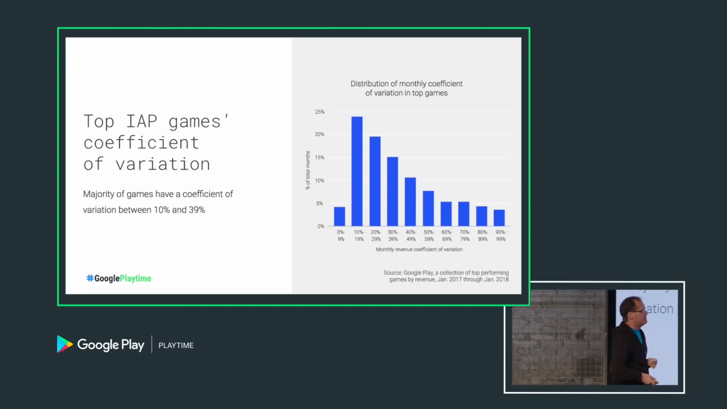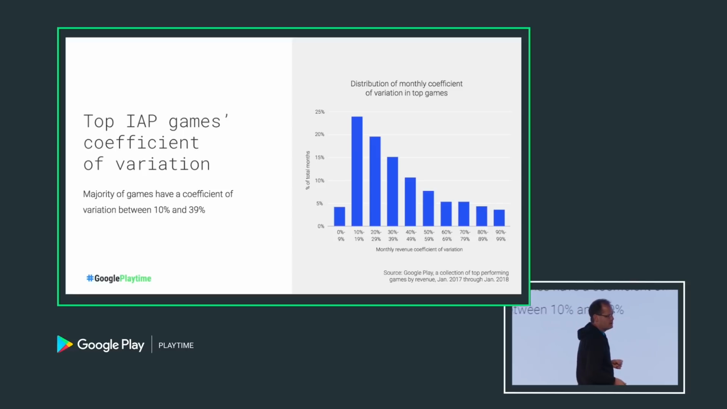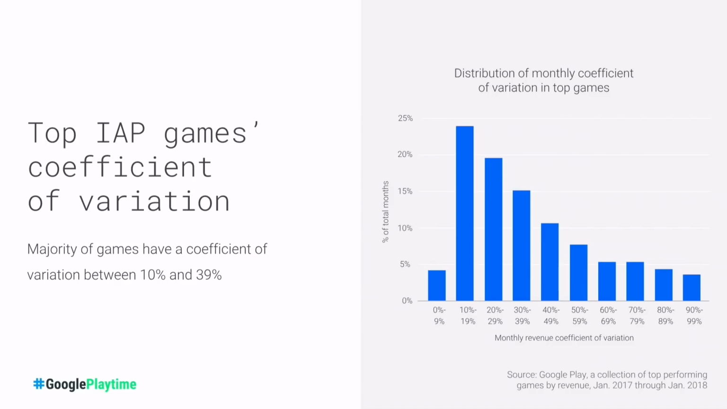This particular graph, and I'll explain it, is looking at the top 250 IAP games between January 2017 and January 2018. What we've done is looked at their coefficient of variation by month, and we've put them all into buckets. What you can largely see is that a majority of the games had a coefficient of variation below 39%. So there was some volatility, but there wasn't an extreme amount.